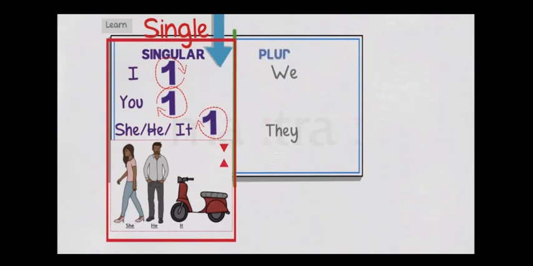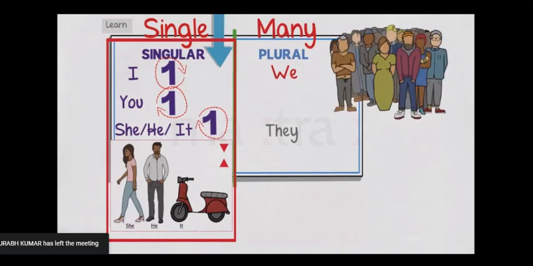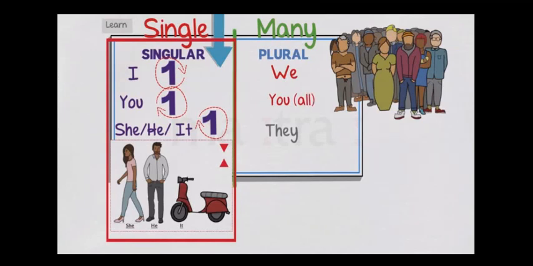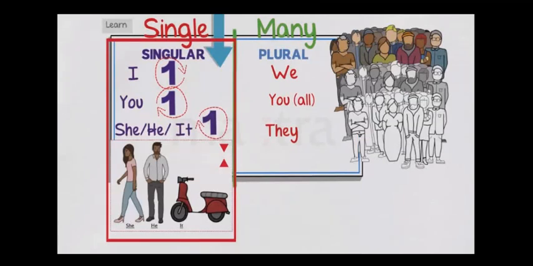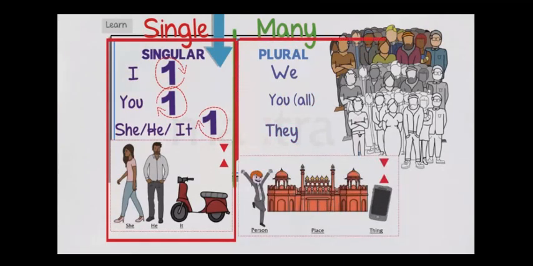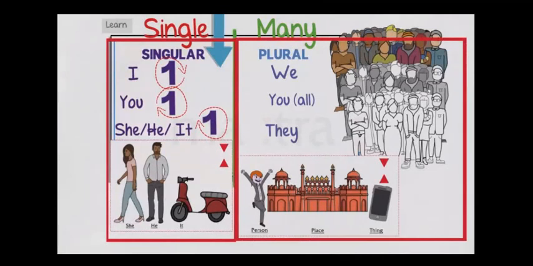Now, the next column for plural. Plural means many. We are a group of people, which means we are many people. You all, we are talking about all of you. Again, this means there are many people. They, referring to a group of people again, meaning many people. So these words, we, you all, they, or the persons, places, things, come under the column for many.